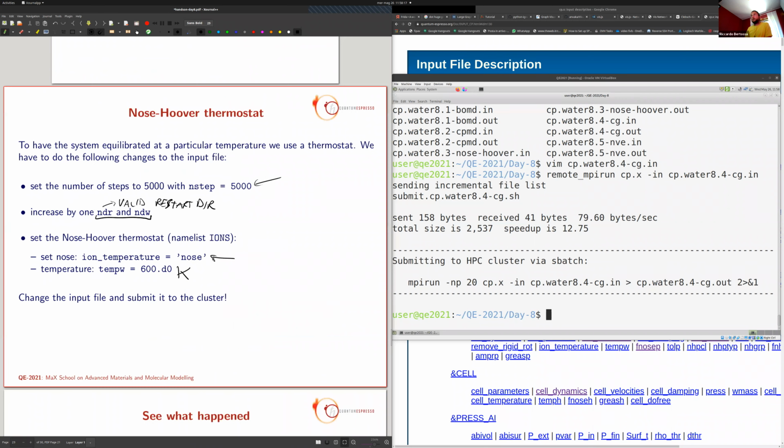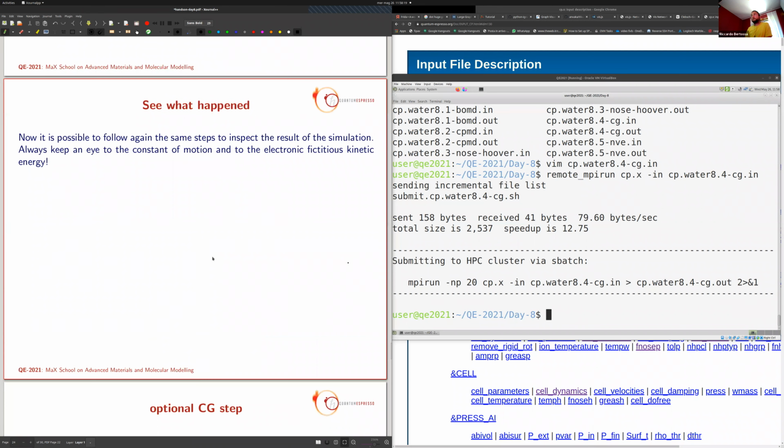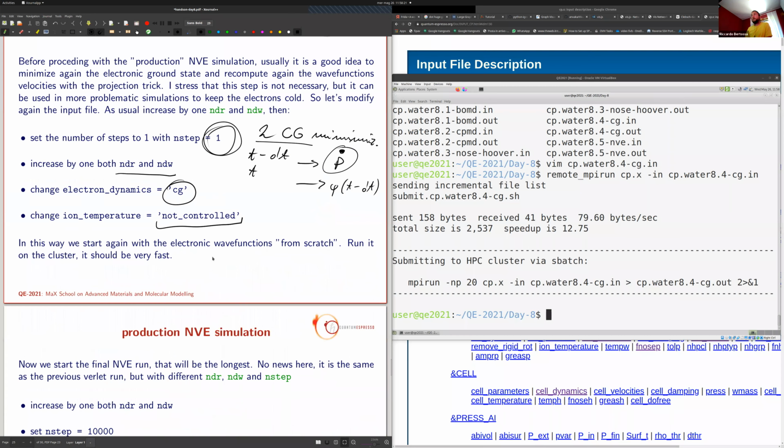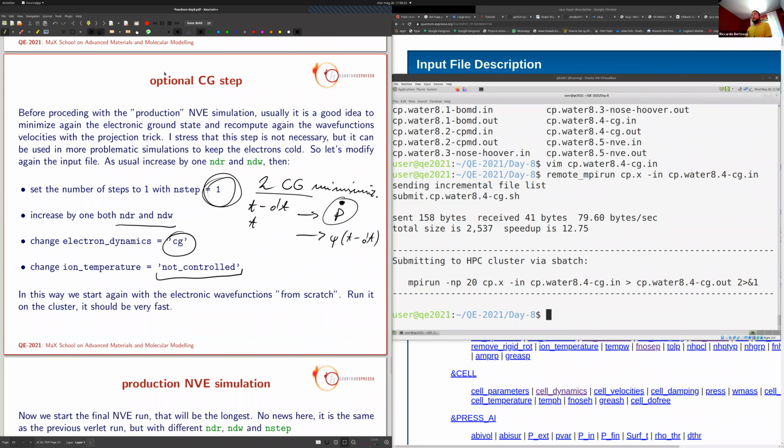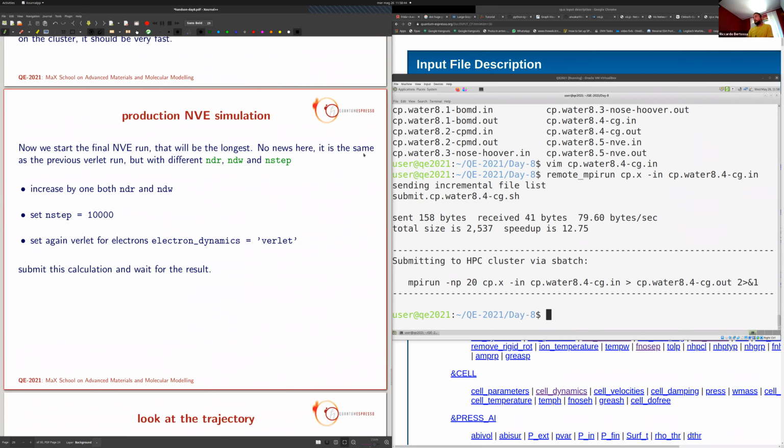Okay, so I think that the optional step, I stress again, I repeat again, this is optional. In our case, it was not needed because our simulation was good. But if you have a problematic situation where the kinetic energy is increased, with this trick, you can cool down the electrons near the ground state. Okay, for sure, this is finished.